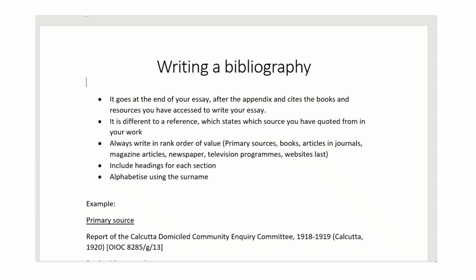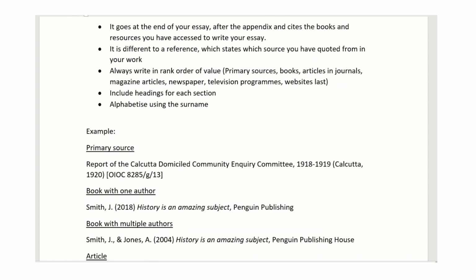So if you've gone to a record office or got something out like you've looked at a newspaper from a microfiche, or you've got hold of an original document that you found online, then you can put that down as a primary source. A little bit like the example you can see here, where it's got report of the Calcutta Domicile Community Inquiry Committee. It's the title of the report, and the date that it was created, and then in brackets where that's come from. So Calcutta 1920, and then this little square bracket thing is the reference in the location that it's from.